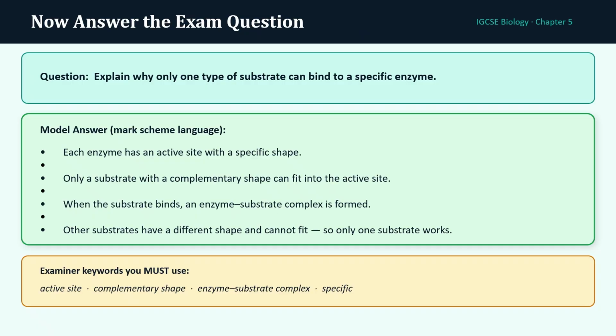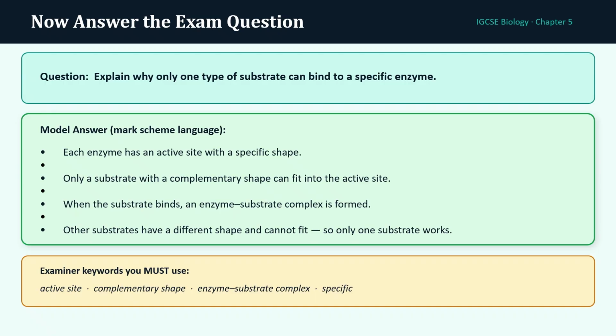Now you must remember this question from the start of the video. Here it is again. Explain why only one type of substrate can fit into a specific enzyme. Now you can answer it. Let's build the perfect answer together.